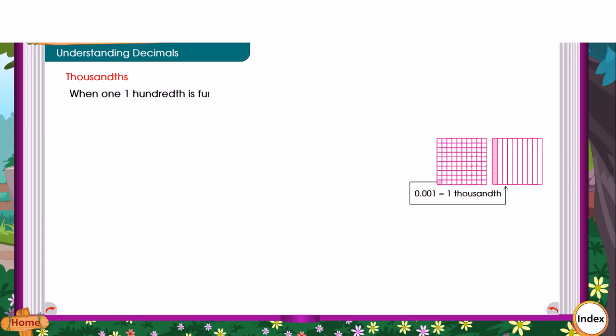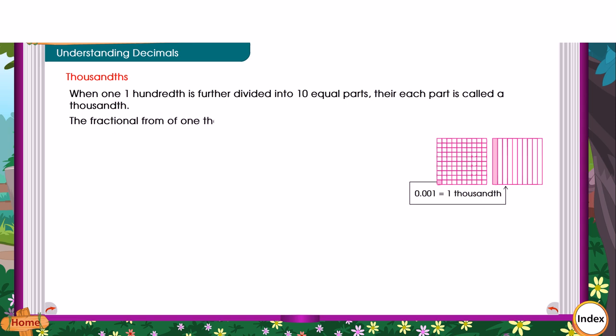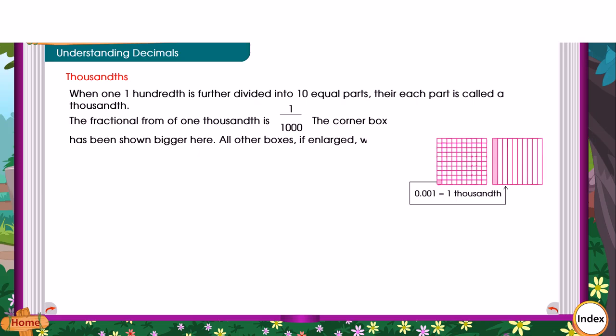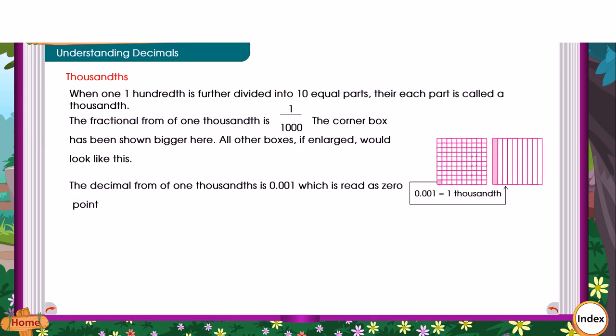Thousandths. When 100 is further divided into 10 equal parts, each part is called a thousandth. The fractional form of one thousandth is 1 by 1,000. The corner box has been shown bigger here. All other boxes, if enlarged, would look like this. The decimal form of one thousandth is 0.001, which is read as zero point zero zero one.